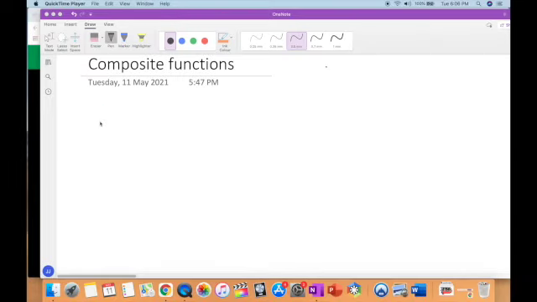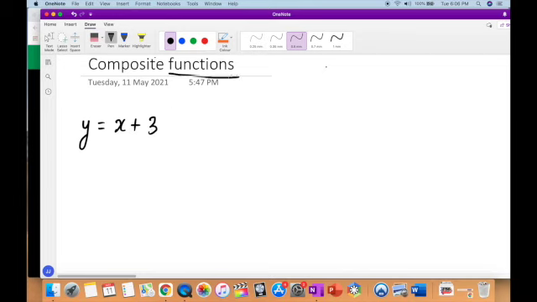Now, let's take something like, say, y is equal to x plus 3. Now, remember last week we spoke about this word functions, and that not all equations are functions. All equations are relations, yes, but they're not all functions. A function means that when you put one input x in there, you will get one output y coming out, and that is a function.